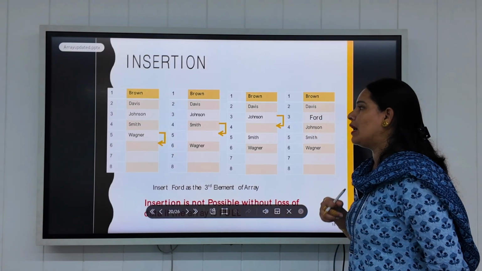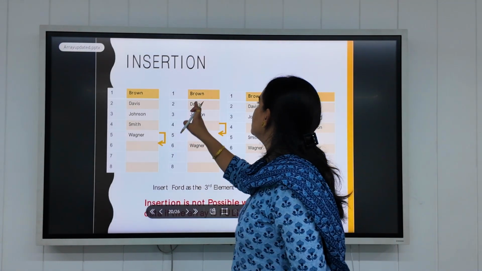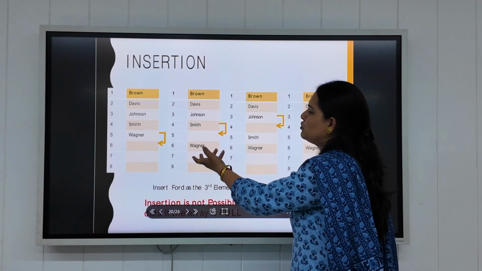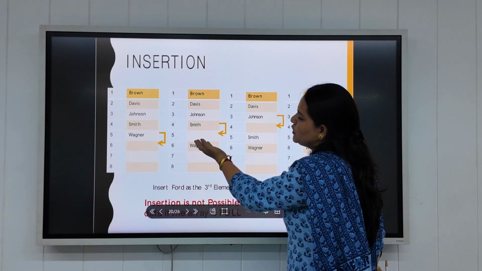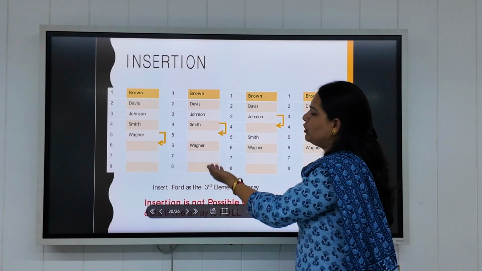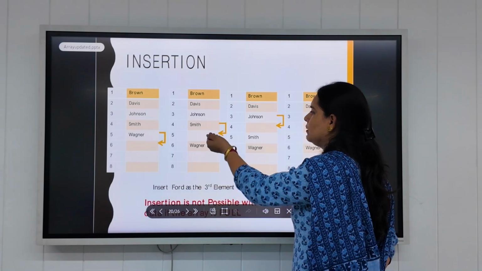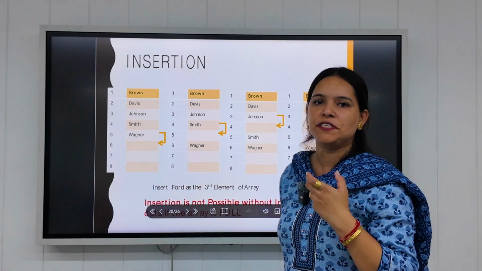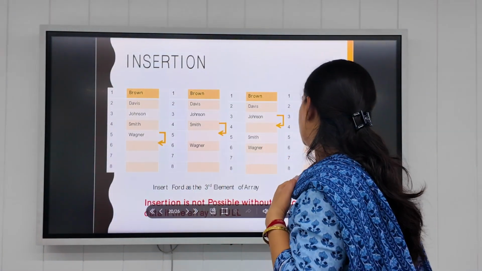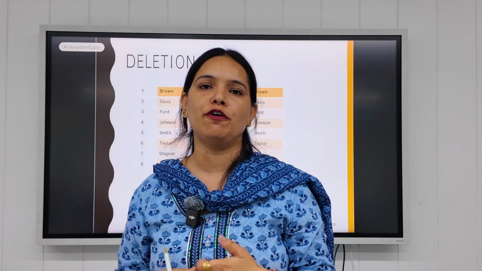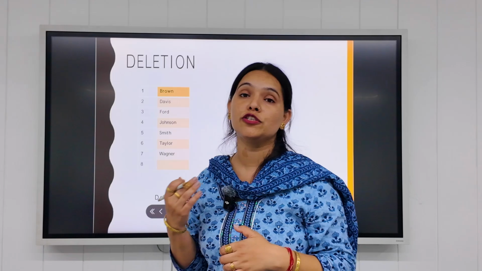If I want to add any number, or any name, whatever data we are using, at any specific location, what we are doing is shifting that value one place down and adding that data item at that specific location. Right? Likewise, insertion is performed. Deletion is the reverse of that.